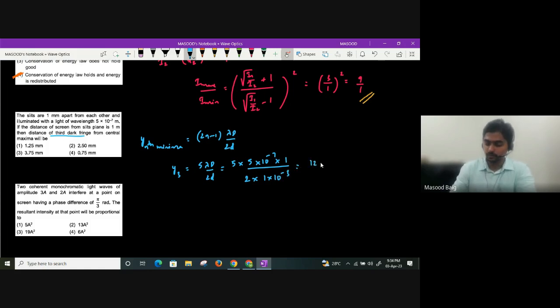You will get it as 12.5 into 10 power minus 4, which I can write as 1.25 mm. So it will be at a distance of 1.25 mm, guys. First option. Clear?